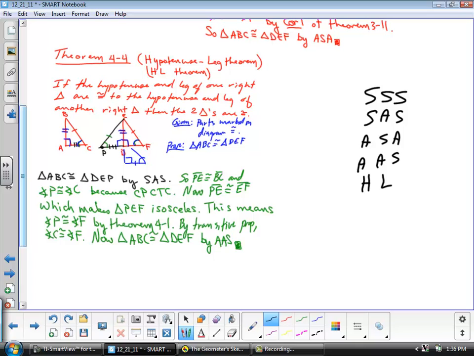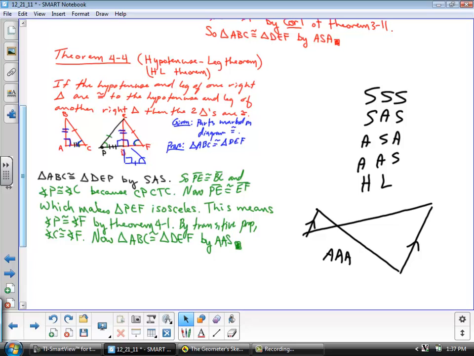Angle, angle, angle is a similar triangle, not necessarily congruent. Let me show you why. Here we have parallel sides. If I draw a couple of transversals forming 2 triangles, we have the same angles, don't we? But they are not congruent. So, angle, angle, angle does not work.